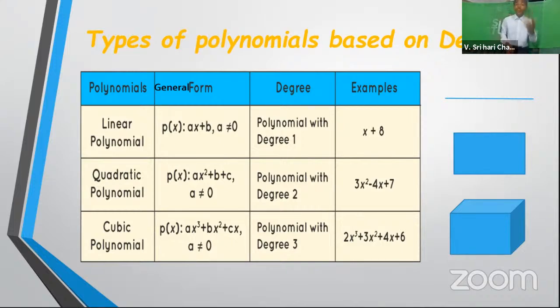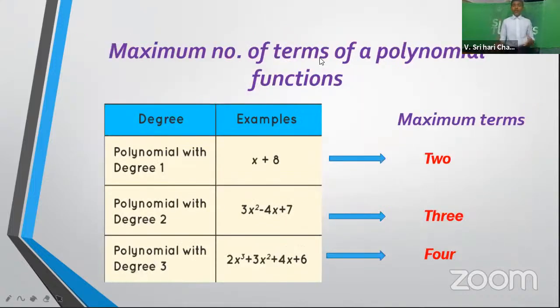But a should not be equal to 0. Why? Because otherwise it will not remain cubic. For example, for a cubic, if you put a equals 0, the entire polynomial will become quadratic. It is jumping downward in degree, right? That's why, when giving the polynomial, you should mention that a should be not equal to 0.